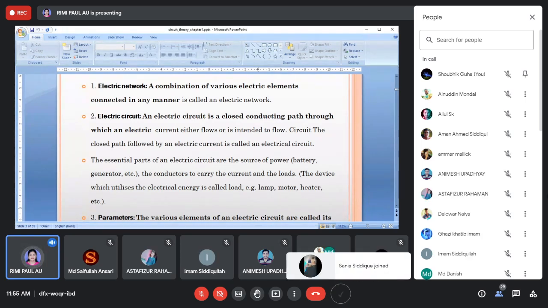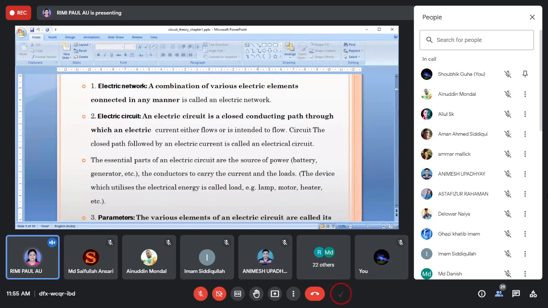So an electrical circuit is a closed conducting path through which an electric current either flows or is intended to flow. The closed path followed by an electrical current is called an electrical circuit. The essential part of an electrical circuit is the source of power. Is it clear? When only the source is present, there is no load, there is no resistance, it is not possible. So other components also are present, and they are combined in a closed loop. Then we can say this is the electrical circuit.